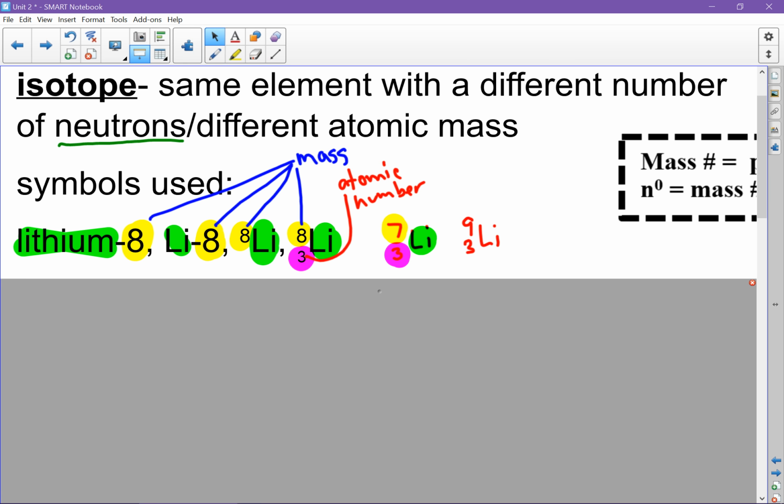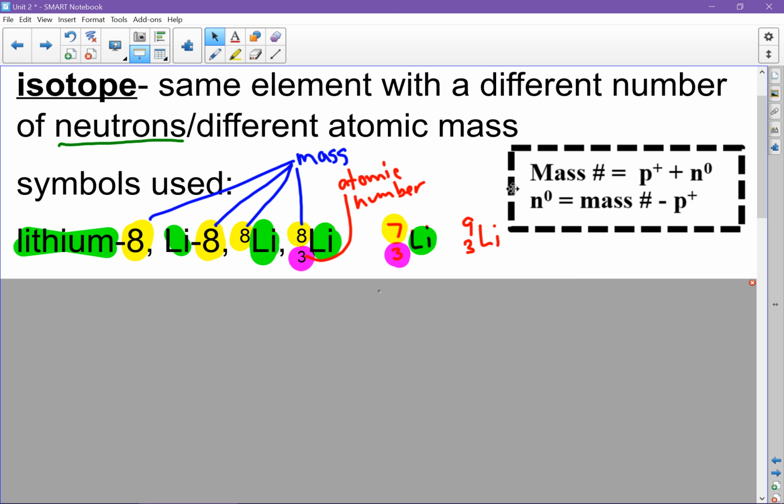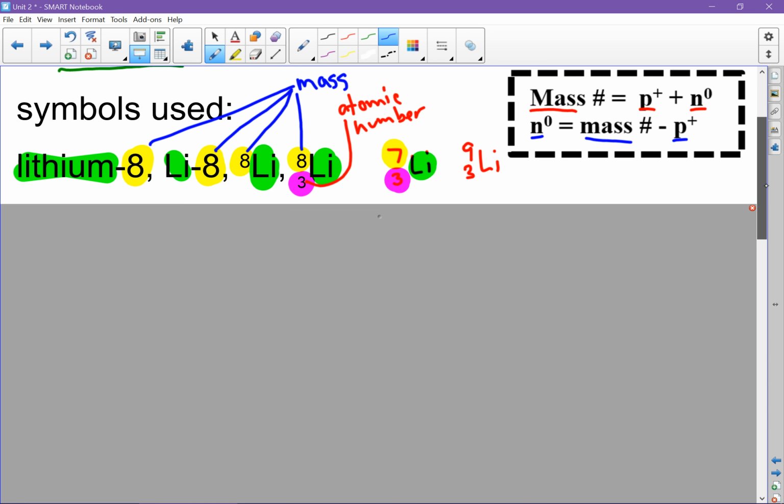And so one of the things you're going to want to remember today is how to calculate the mass and calculate the neutrons. Those are the pieces that change. So you've got two options you can remember. You've seen both of these before. Mass equals protons plus neutrons, or you could rearrange it if it's easier for your brain, that neutrons equals mass minus protons. Hopefully that's in your head, but jot it in that box so you have it as a review.